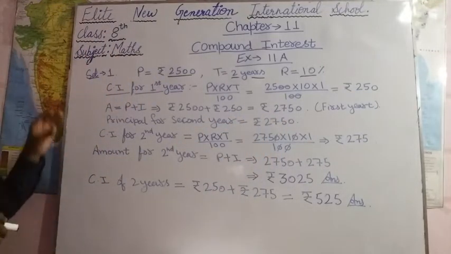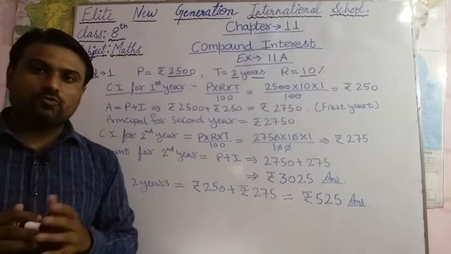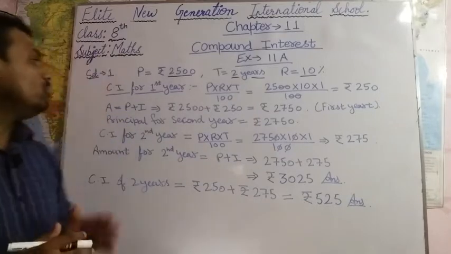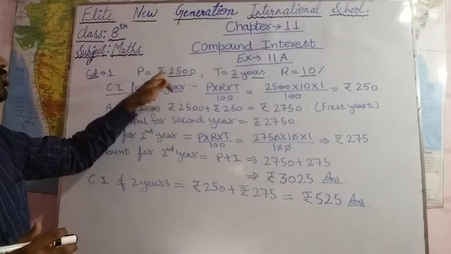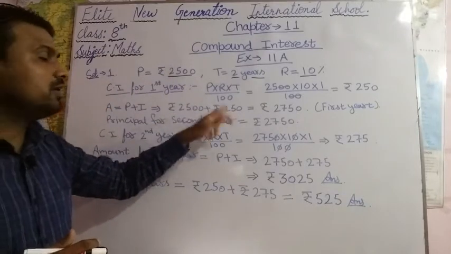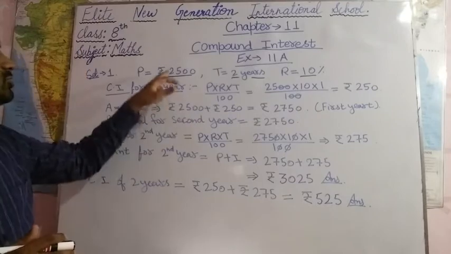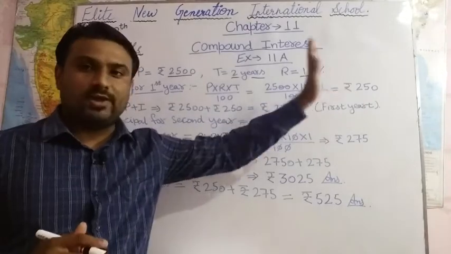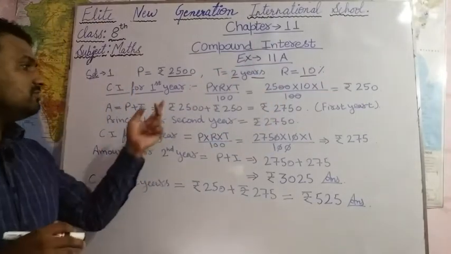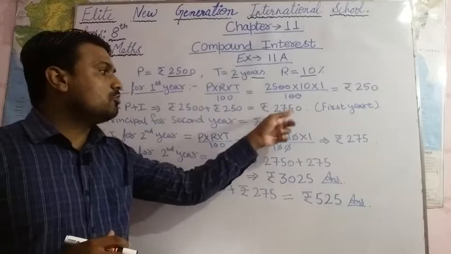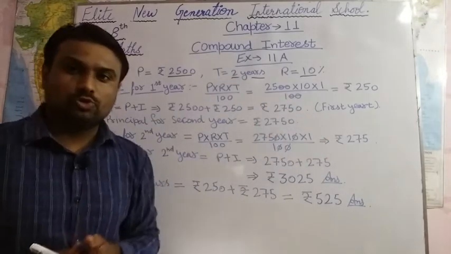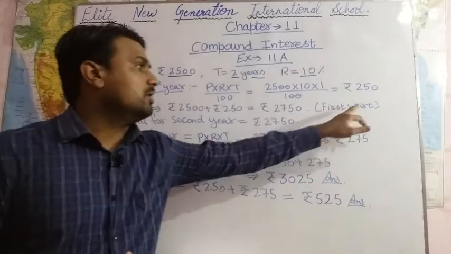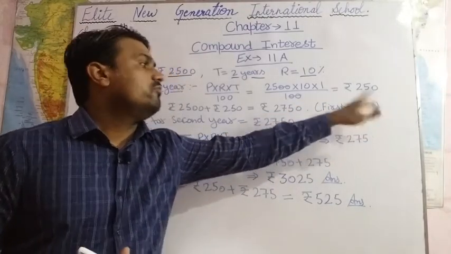Now we can find the amount of the first year. The formula for amount is principal plus interest. So principal plus interest means 2500 plus 250. Here principal is 2500 and interest is 250 that we have found. When we add this, it will be 2750. So 2750 will be the amount for the first year.